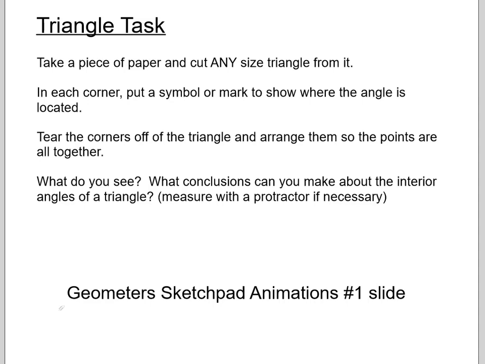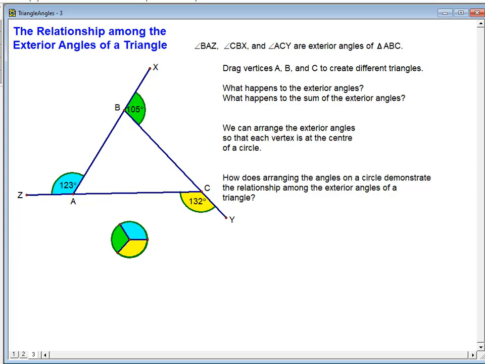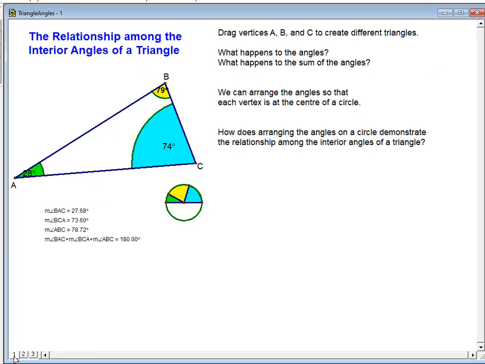If you want to try this, this is a little at-home task you can do. I'll do it with an animation in a minute. Just take a piece of paper, cut any triangle you want in it, doesn't matter on the size. Put a mark in each corner, and then tear the corners off. What we're going to do is rearrange them, and we're going to see something along these lines. Let's go to the, there we are.